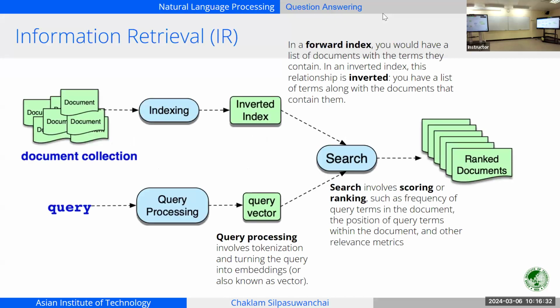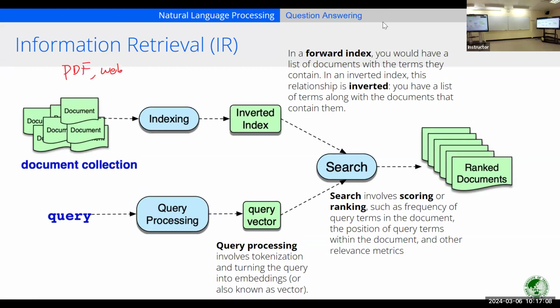Before I talk about open domain question answering, one of the areas that is very related is information retrieval. This is a much older area than open domain question answering, and later on I will tell you what the difference is. Firstly, you have a lot of documents. When I say documents, you don't need to think it's only PDF. It could be PDF, it could be a web page, it could be CSV, it could be JSON.